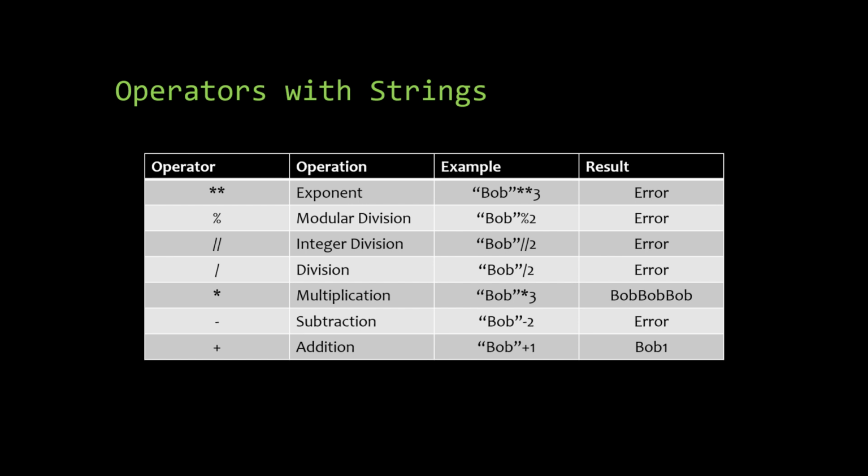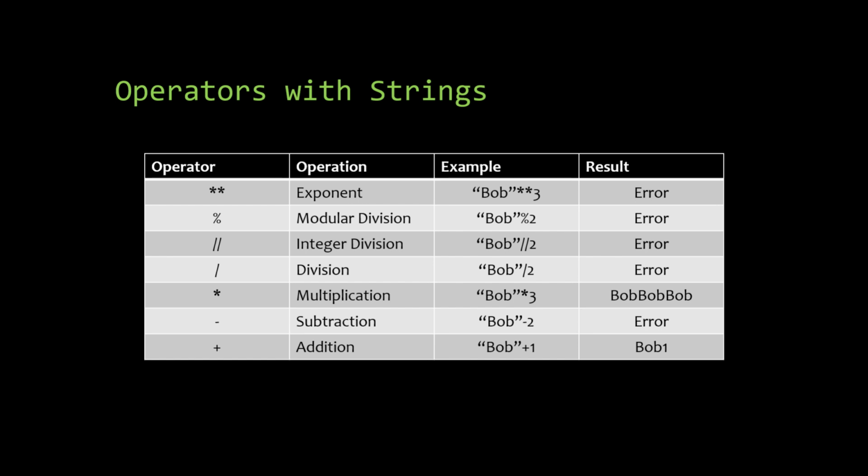Now I can multiply Bob times 3. So that would give me Bob, Bob, Bob, because I have 3 of them now. Can't subtract 2, because what would I remove? It just doesn't make sense. And then the last one is kind of interesting because we have Bob plus 1. It treats that 1 like a character. So just like if I did Bob plus A, we would know that would be B-O-B-A. In the same way, I'm just adding a 1 instead. So it gets treated like another string.